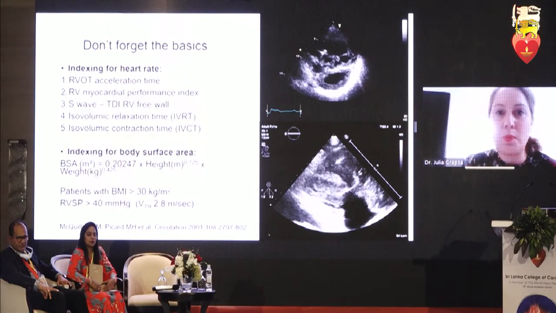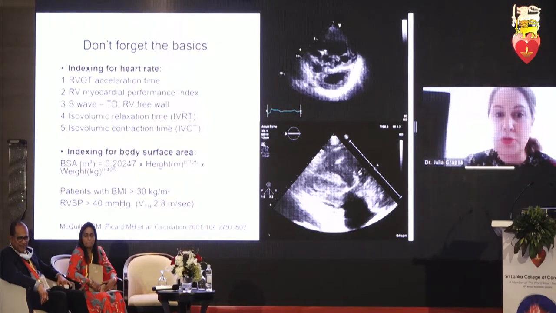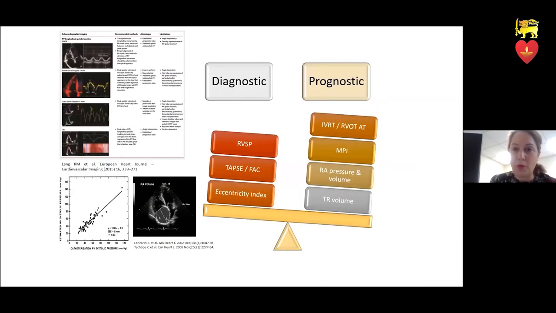Also, when we have an obese patient with raised pulmonary pressures, again it would be a mistake to label this pulmonary hypertension. For that purpose, we also performed a study with bariatric patients before and after surgery, and we saw a significant difference in pressures, but we also had to index that for the body surface area.